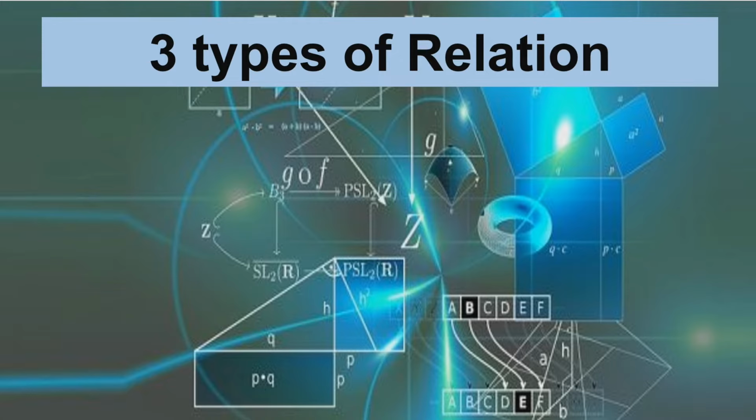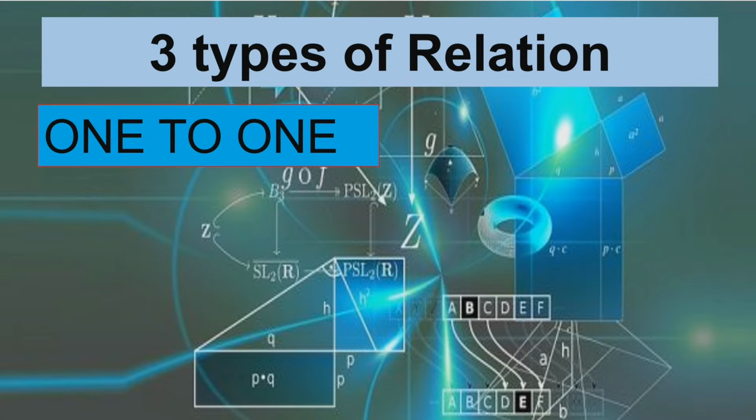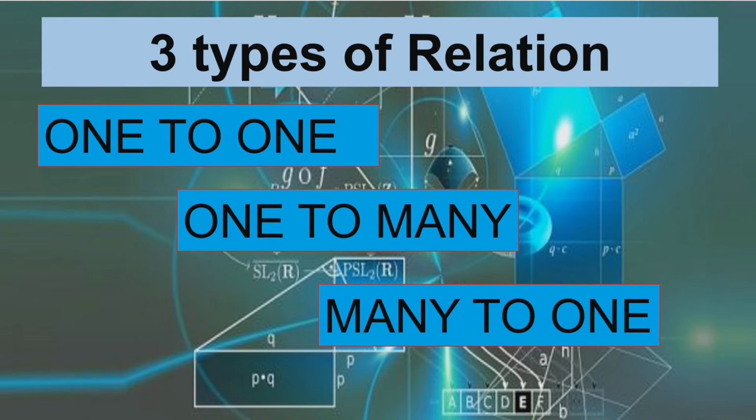There are three types of relation. One-to-one, one-to-many, and many-to-one. Dito sa tatlong relation natin, i-identify natin kung function ba siya o hindi. So, saan nga ba sa tatlong yan ang magiging function?